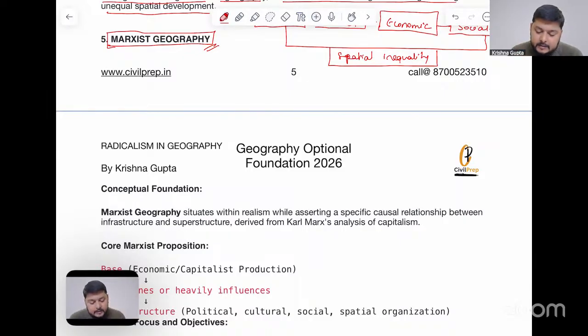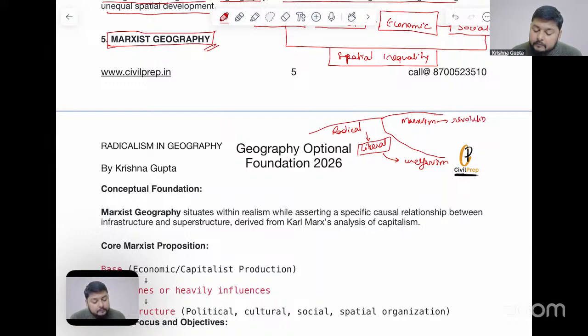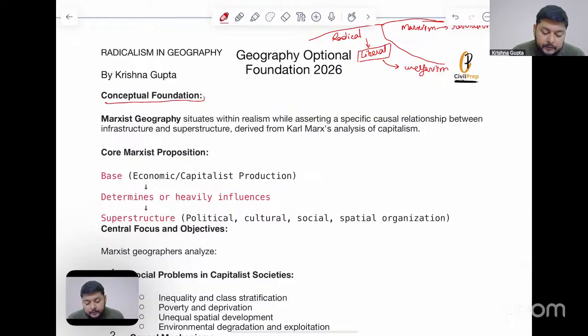As we have discussed in the previous part, there was a radical stance, but it was more of a revolutionary part. Basically, it was more of a liberal part. So it became quite extreme in the form of Marxism. The liberal part went with welfarism, while Marxism became more revolutionary. Therefore, there was the birth of the Marxist approach in human geography. Let's understand the conceptual foundation.